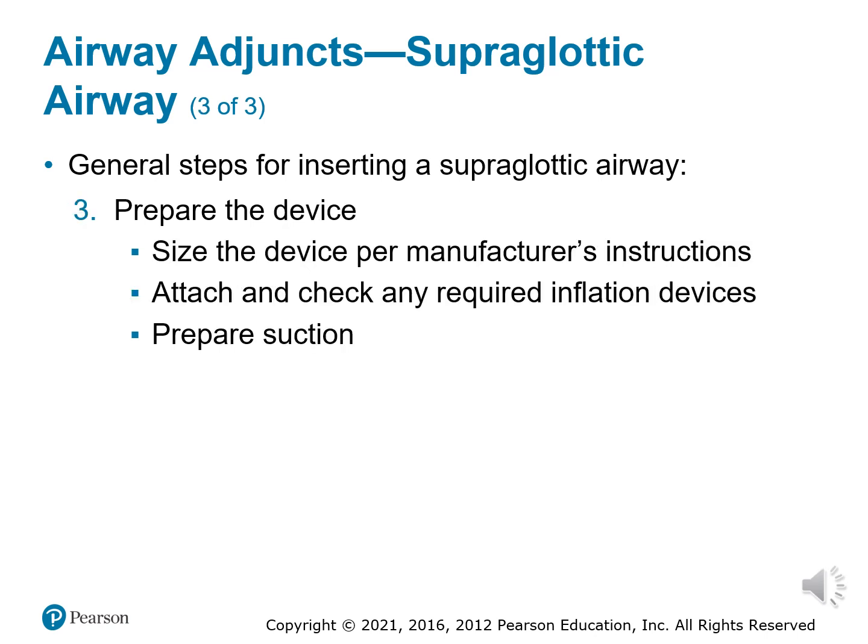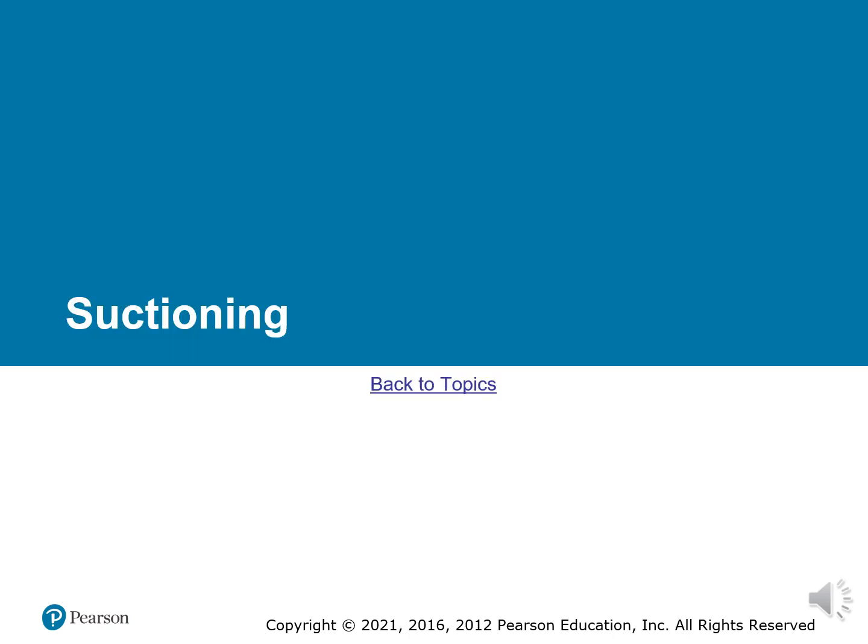General steps for inserting a supraglottic airway continue. Prepare the device. Size the device per manufacturer's instructions. Attach and check any required inflation devices, and prepare for suctioning. In this section, we're going to talk about suctioning.